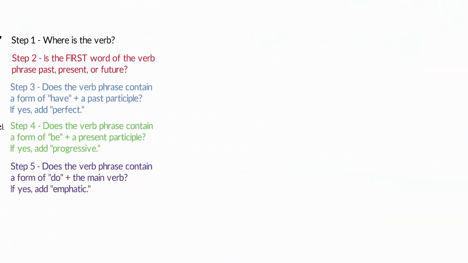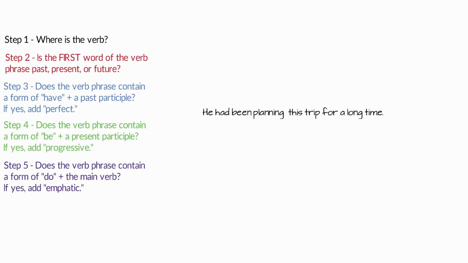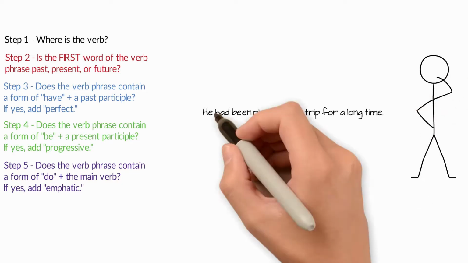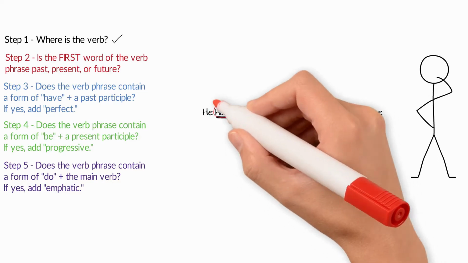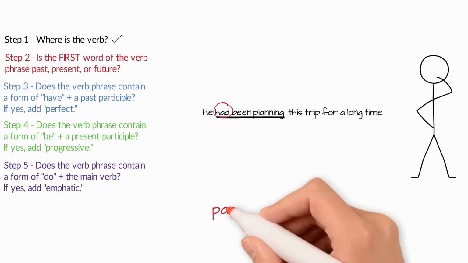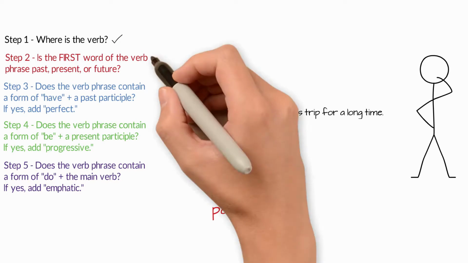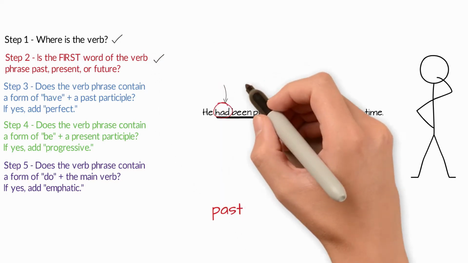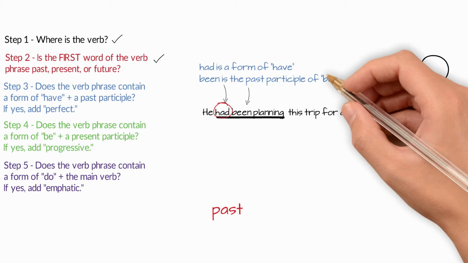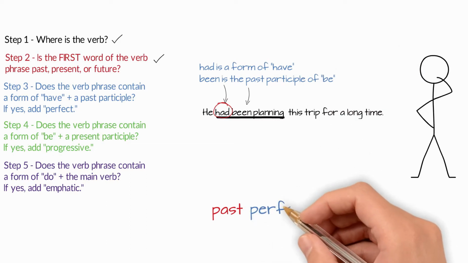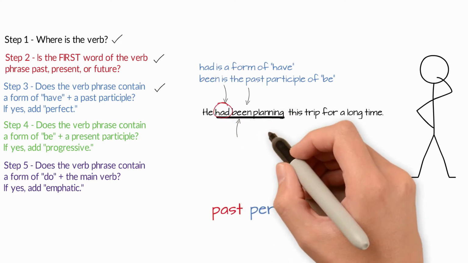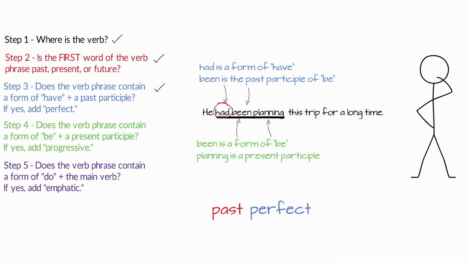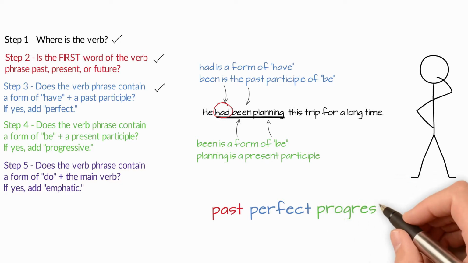Let's try another sentence. He had been planning this trip for a long time. So step 1, the verb is had been planning. Step 2, the first word of the phrase is had, that's a past tense, so we write down past. Step 3, we see that the verb phrase does contain a form of have plus the past participle, so we write down perfect. Step 4, does the verb phrase contain a form of be plus the present participle? Yes, it does, so we add progressive.